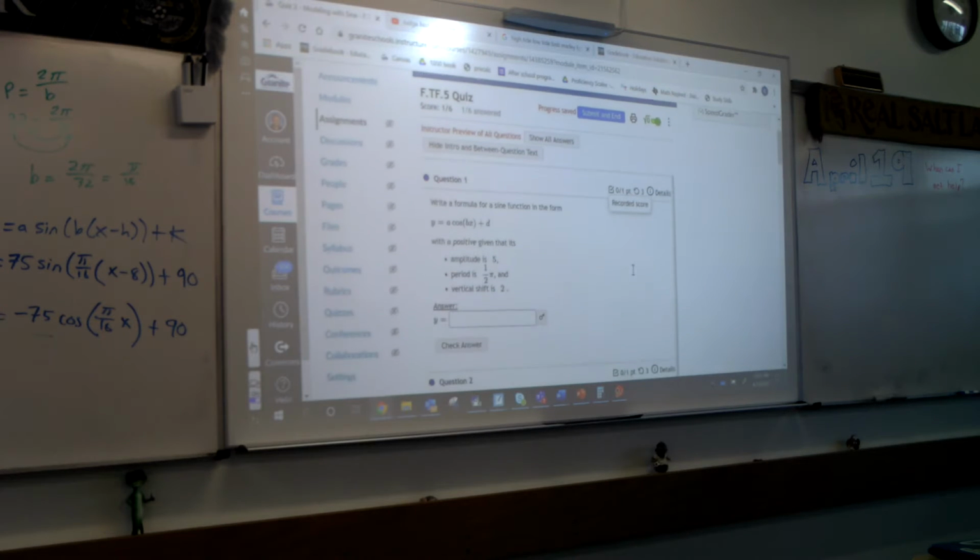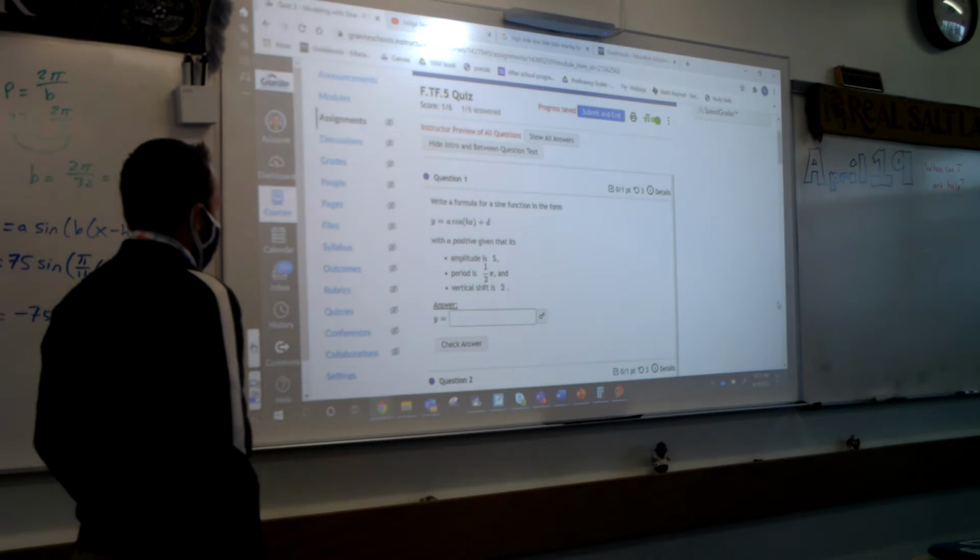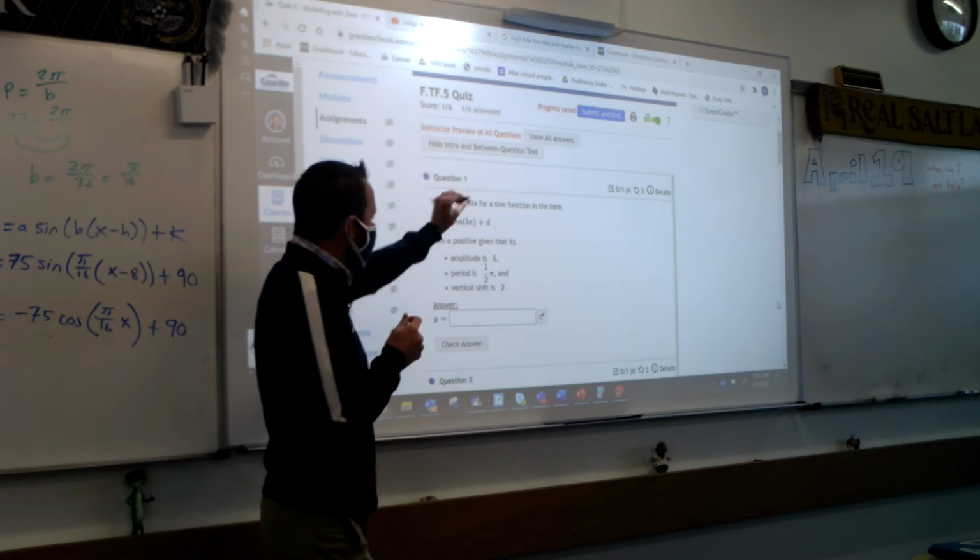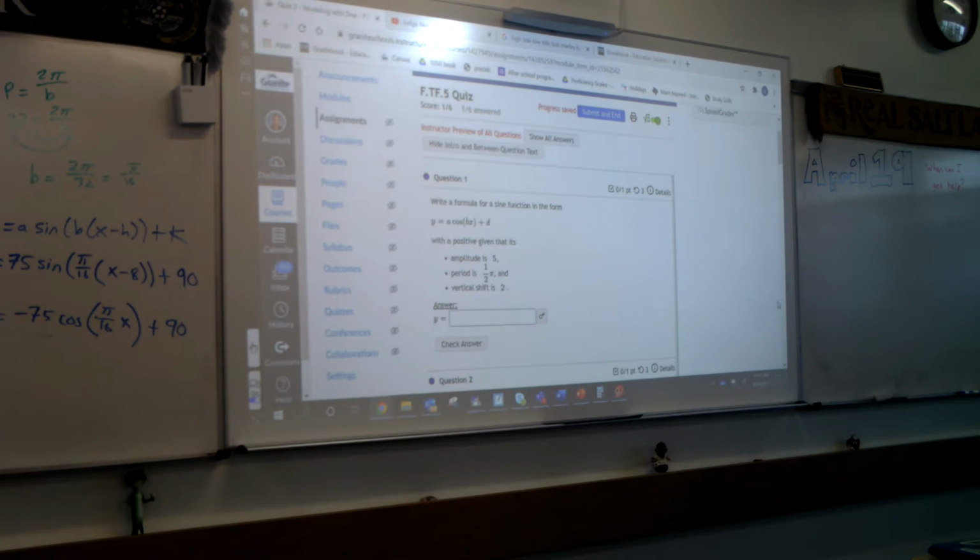So here's question 1. It tells you what the amplitude is, what the period is, and what the vertical shift is. I want you to think, how would we plug that in to an equation? So everyone needs scratch paper out. If you don't have scratch paper, get it out. And I'm going to give you a minute head start to try to figure this out, okay?